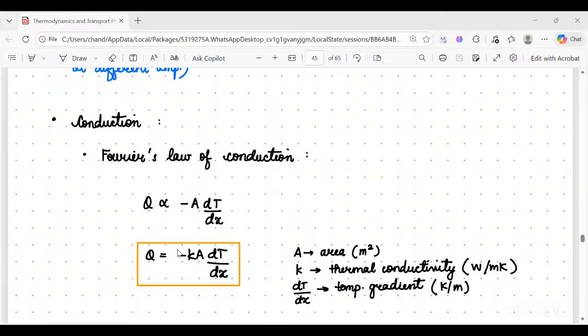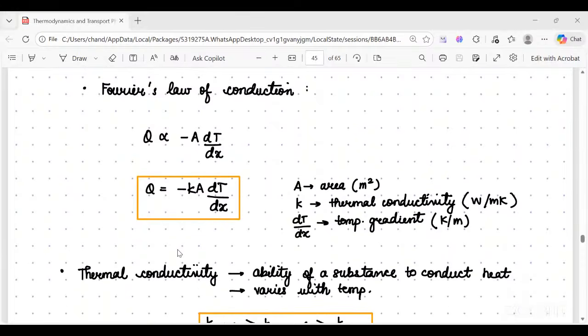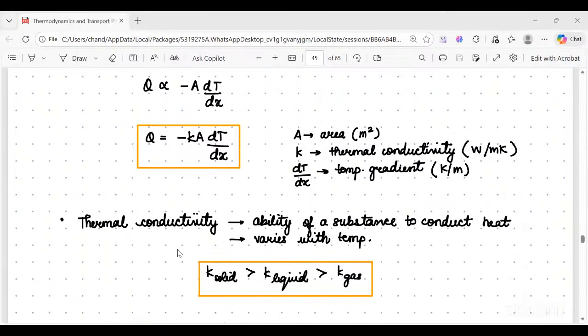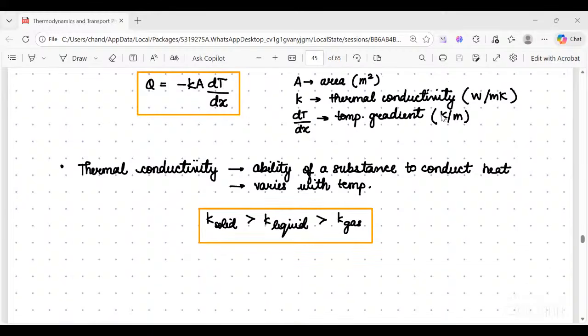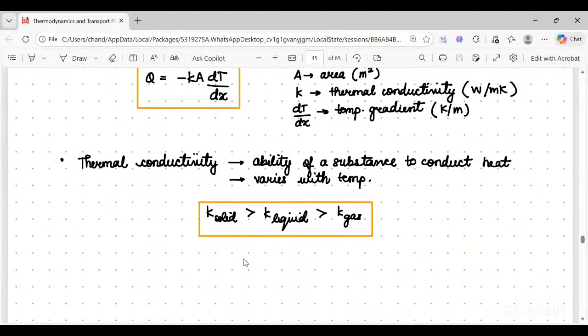So conduction. Fourier law of conduction: Q is proportional to minus A dT by dx. Q is equal to minus KA dT by dx. The thermal conductivity is the ability of the substance to conduct heat, and it varies with temperature. K solid, K liquid, K gas: the relationship between them is K solid is greater than K liquid, which is greater than K gas.